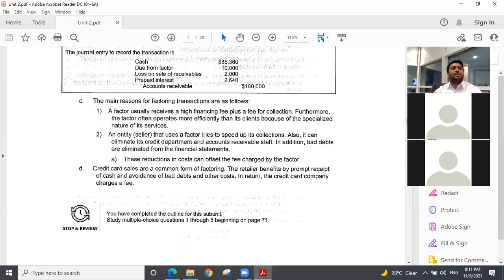Also, it can eliminate its credit department and accounts receivable staff. In addition, bad debts are eliminated from the financial statements because you are allowing all your customers. You don't provide credit to any customers. Either you pay cash or you swipe your card. In this case, you will never have a bad debt. Clear? Then, credit card sales are a common form of factoring. The retailer benefits by prompt receipt of cash and avoidance of bad debt and other costs. In return, the credit card company charges a fee.